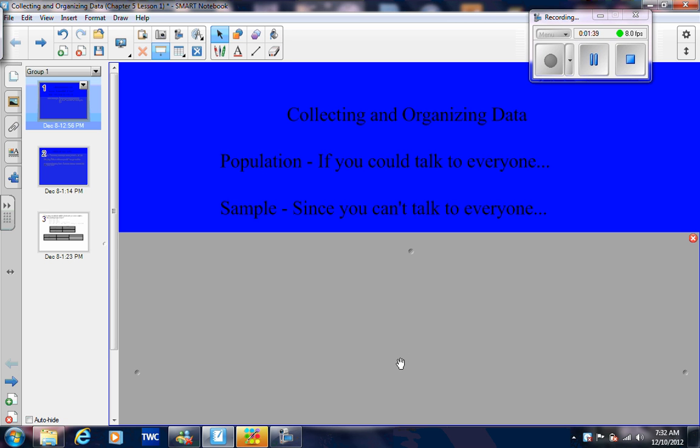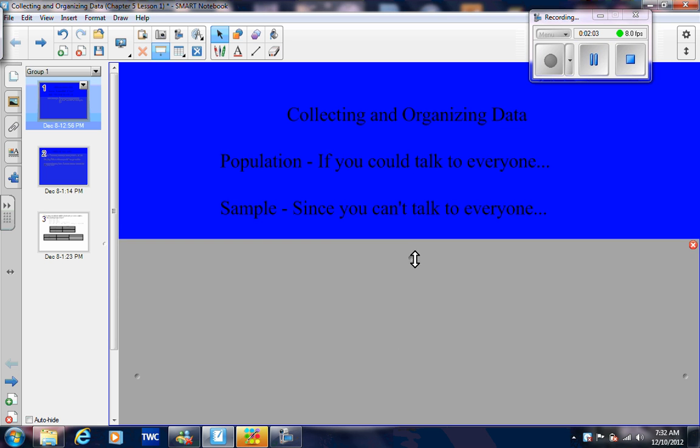You want to collect information on rattlesnakes. You can't catch every single rattlesnake in the entire state of Minnesota to perform experiments on them and then release them. And so you take a sample, just a certain number.